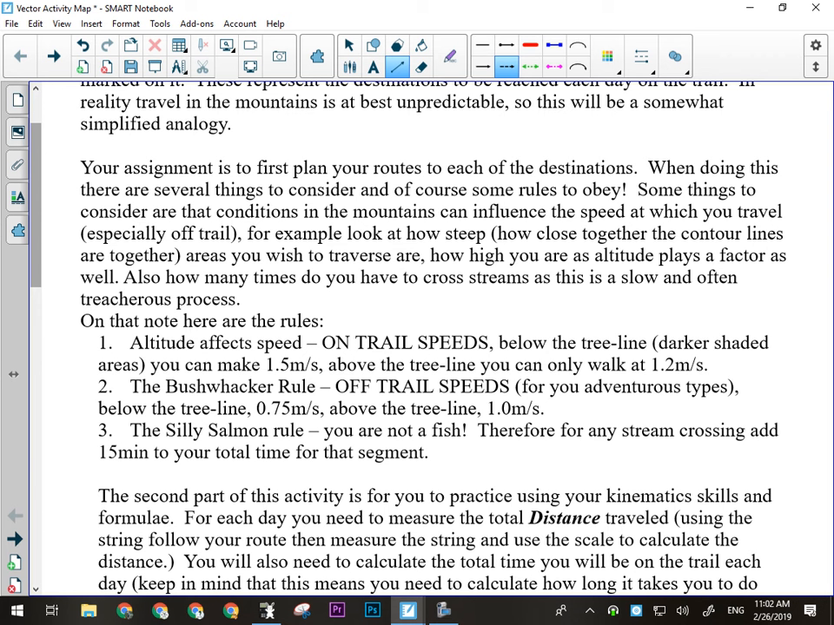You slow down a little bit because the air is thinner, okay? So on the trail, you can walk fairly quickly.